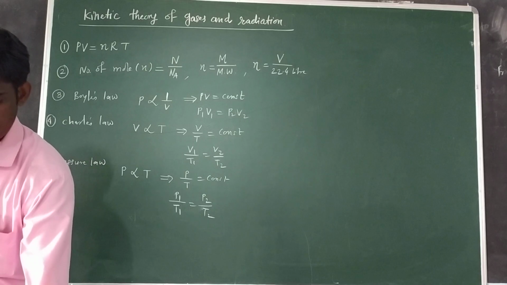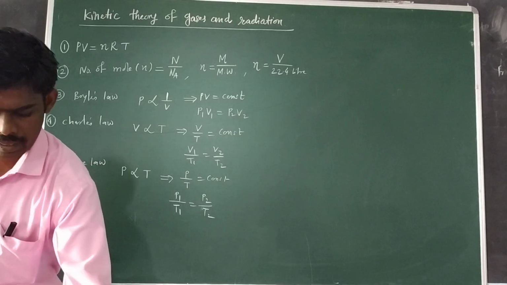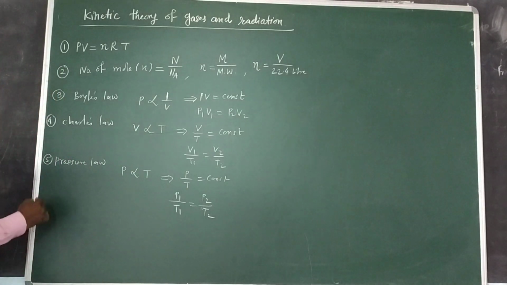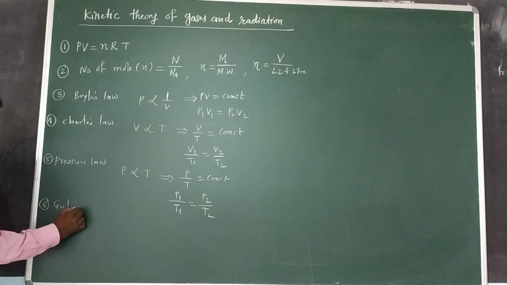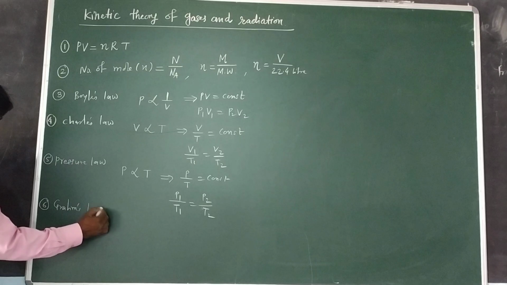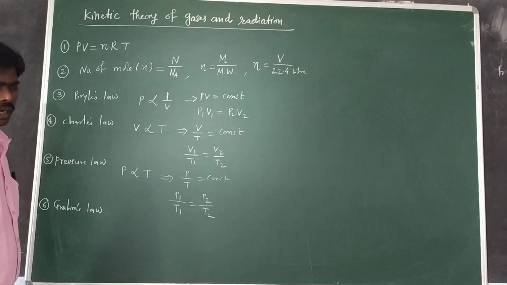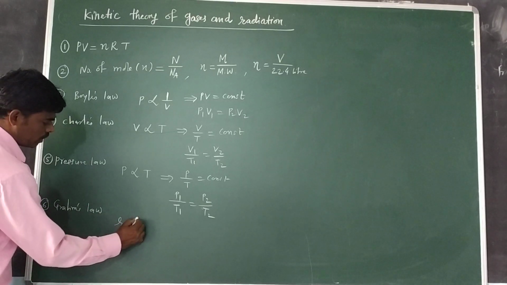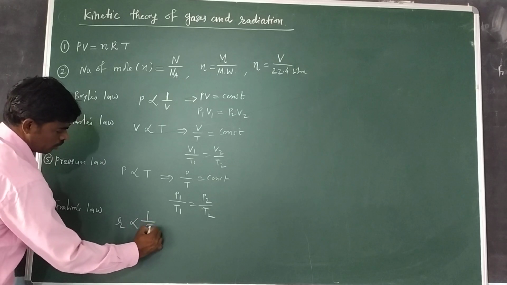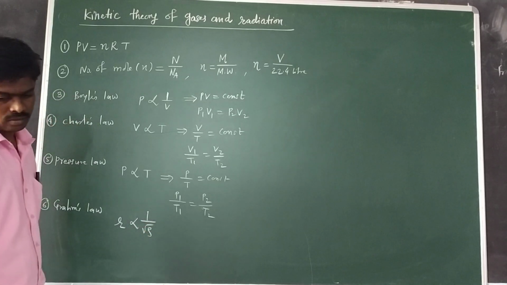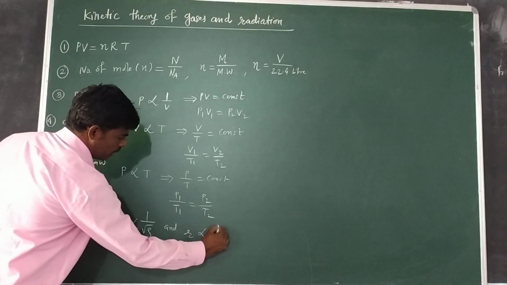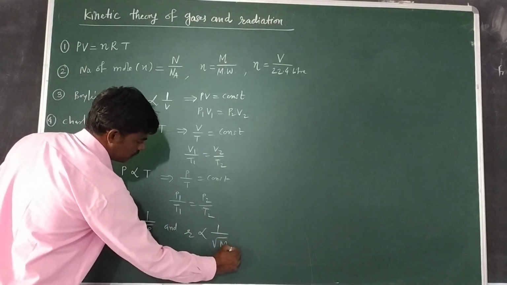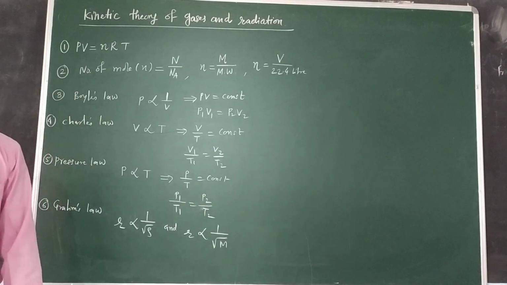Then Graham's law of diffusion. According to Graham's law, the rate of diffusion is inversely proportional to the square root of density of the gas, and so to the square root of molecular weight, that is, mass m of the gas.